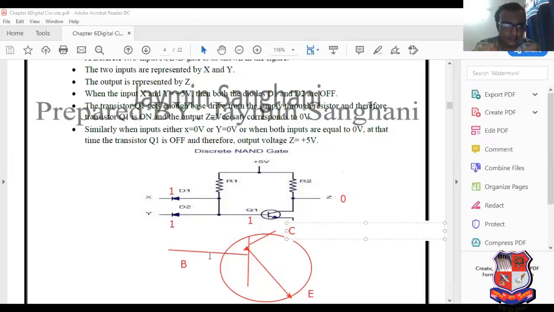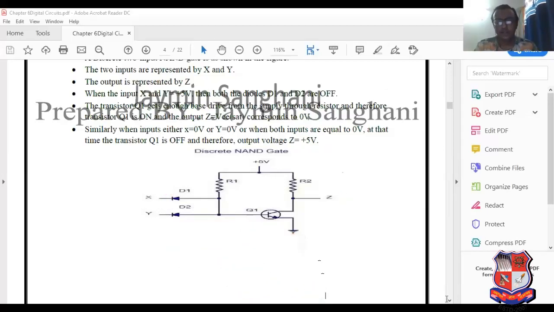So here, if we apply 1 and here we apply 1, then here we also get 1, but at the collector terminal we get 0 volt. That's why in a NAND gate, if 1 1 is applied, then the output is 0. So it is known as NAND gate.